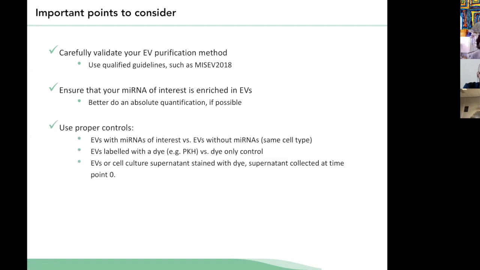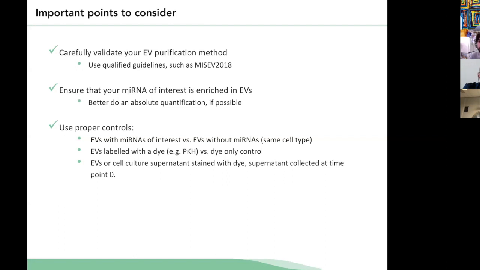So we always use EVs with or without microRNAs coming from the same cells. This is really important to distinguish what is actually caused by microRNA and what is just an effect of the treatment of the EVs, because the EVs, they do something, right? So you have to be sure that what you see is microRNA driven. So when you label your EVs with dyes, please use a dye-only control.